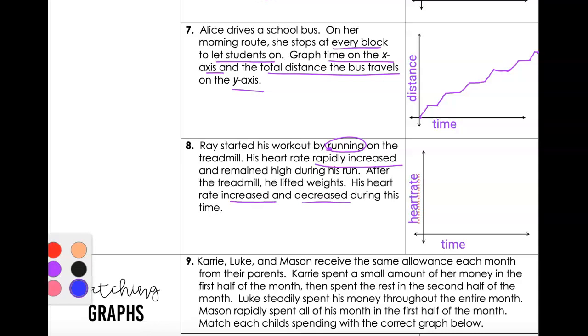So we're going to start our heart rate somewhere in the middle. When I'm running, my heart rate rapidly increases, and then it says that my heart rate kind of increases and decreases as I go. And so there's our graph of this situation. Again, it doesn't have to be perfect. We just have to show what's happening in the scenario we're given. We have a rapid increase, and then we have decreasing and increasing.